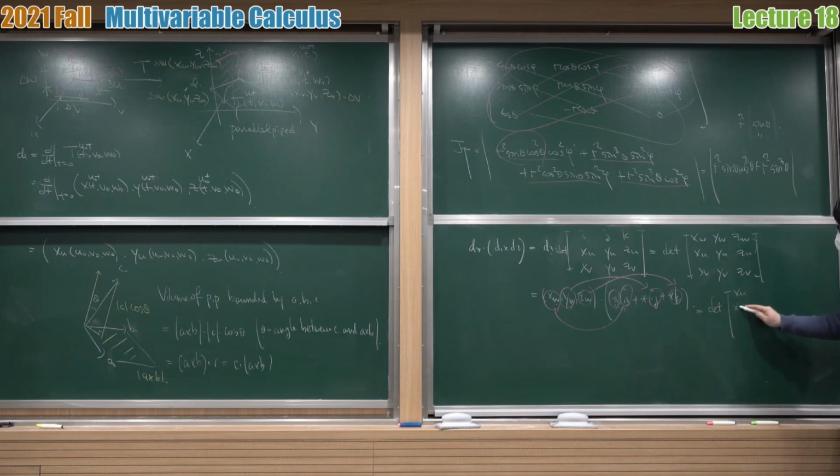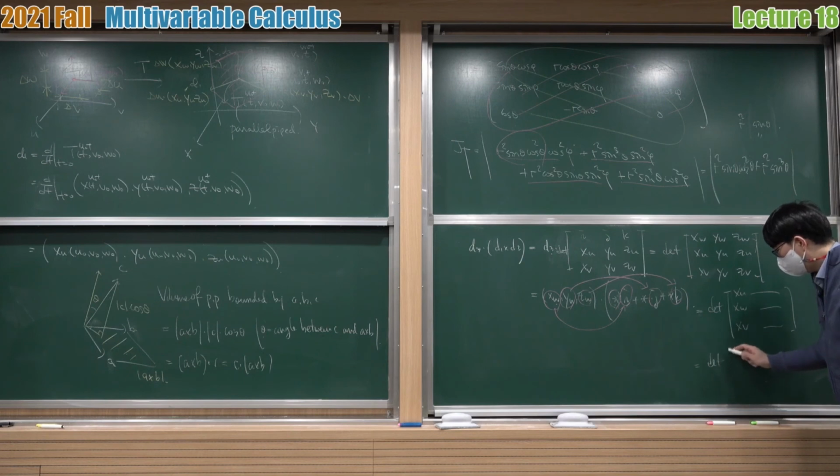xu comes first, and the rest follow. And then you can interchange the second and third rows to get xu, xv, xw, and so on.